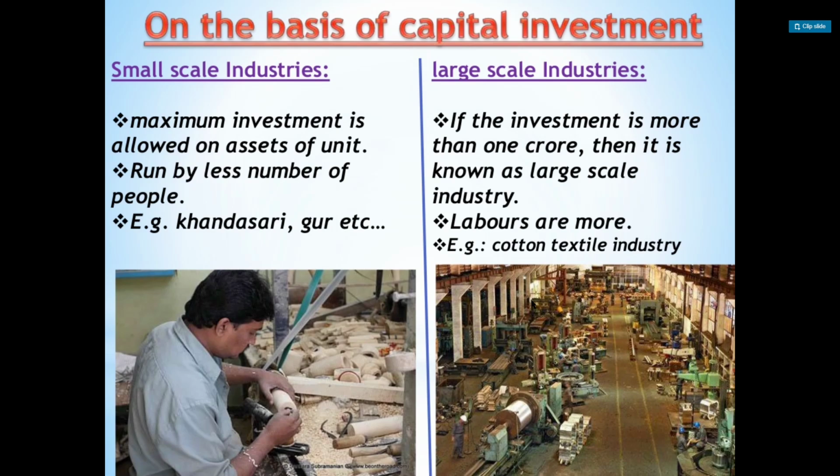These are the small scale industries. And large scale industries are those where, if the investment is more than 1 crore, then it is known as a large scale industry. And if the investment is less than 1 crore, it is a small scale industry. In large scale industries, we need more labor. But in small scale industries, the number of people is less. And in this, the cotton textile industry is one of the main examples.